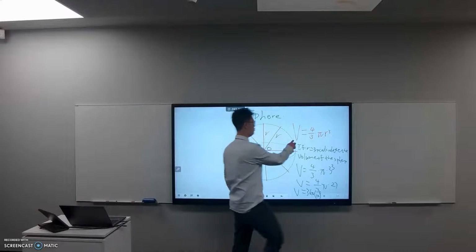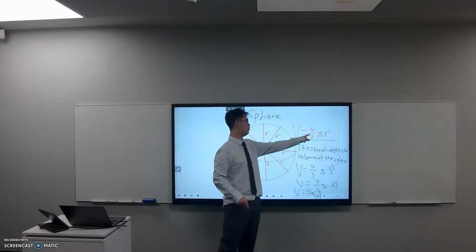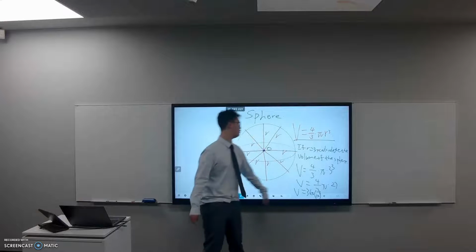So the volume formula for a sphere is this: 4 times pi times R cubed divided by 3.